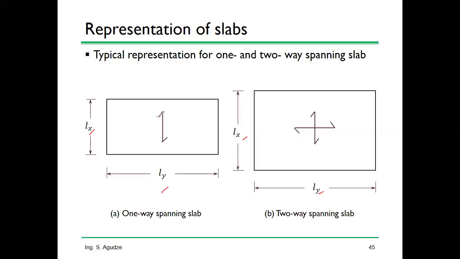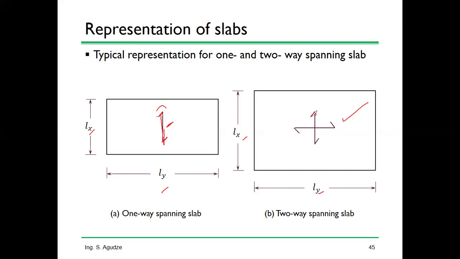This symbol is showing the direction of the main reinforcement. I repeat, this symbol is showing the direction of the main reinforcement. So if you see this one like this, it shows a one-way slab. This one shows a two-way slab. Let us take note, so I don't need to write whether it's one-way or two-way. The symbol should tell you.